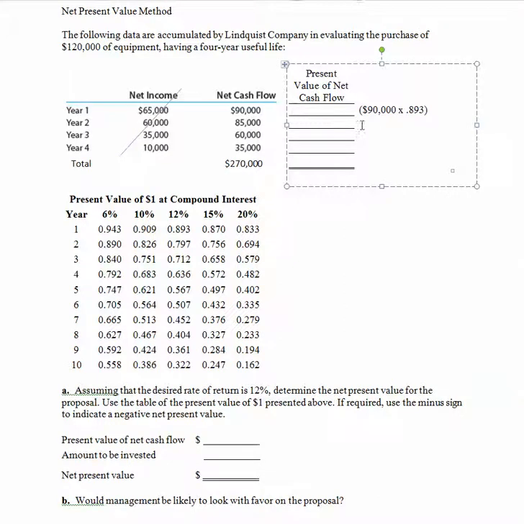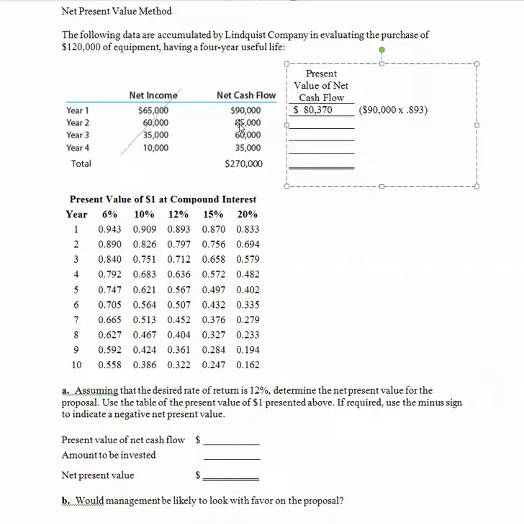The answer to that then would be $80,370. In other words, if we wanted $90,000 1 year from now, and we knew we wanted to earn 12% on our money, how much would we have to invest today?